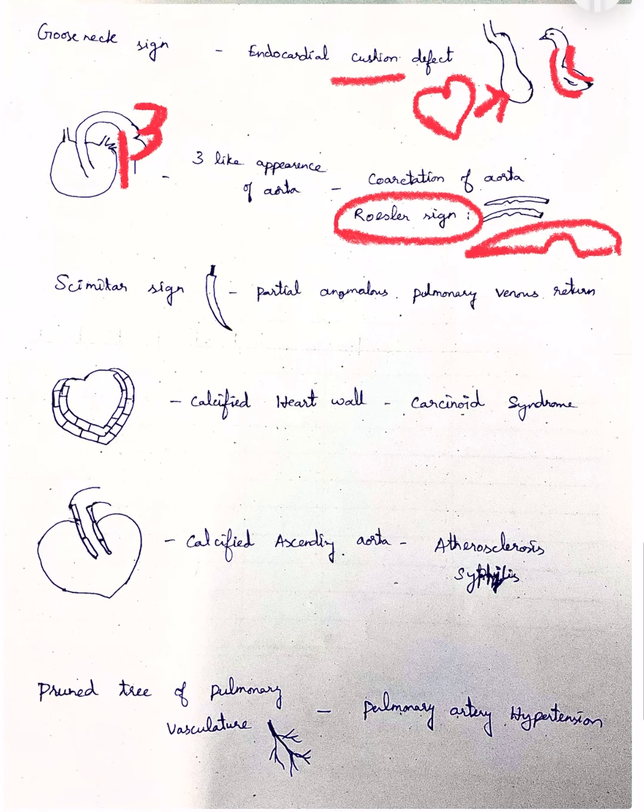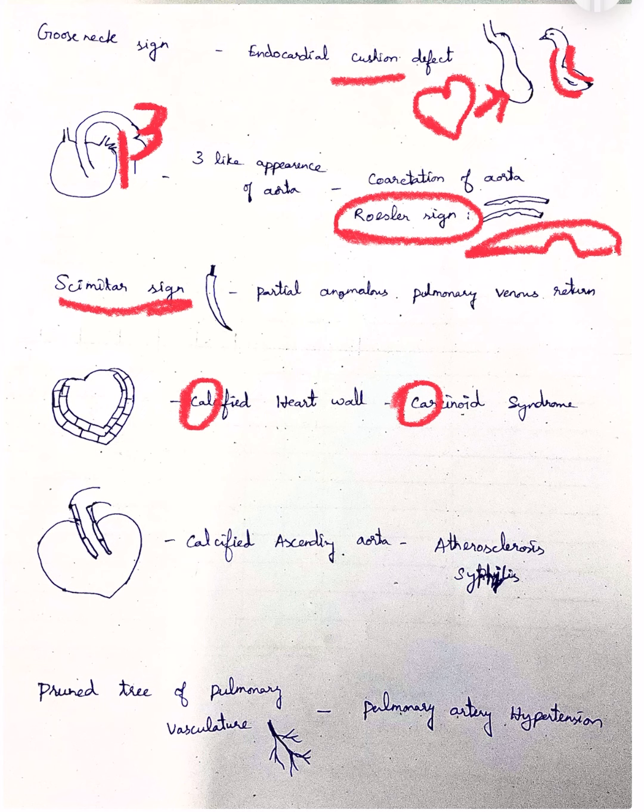And in case of partial anomalous pulmonary venous communication, there will be a scimitar sign. Scimitar is a small sword, and this appears in the partial anomalous pulmonary venous return. And in case of carcinoid syndrome, the heart wall gets calcified. So in carcinoid, we will be having the calcified heart wall.